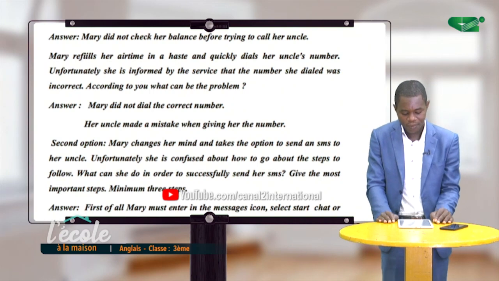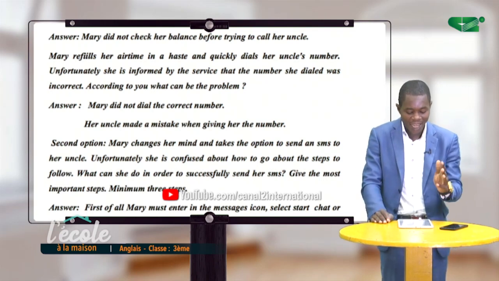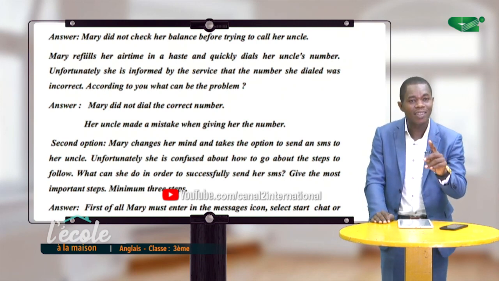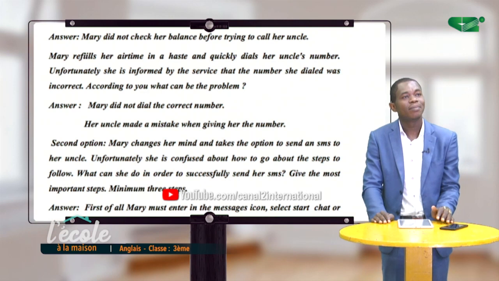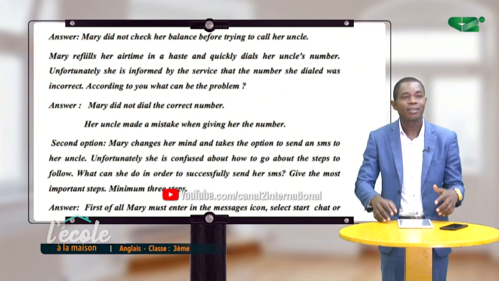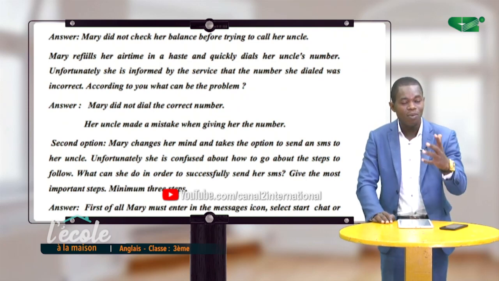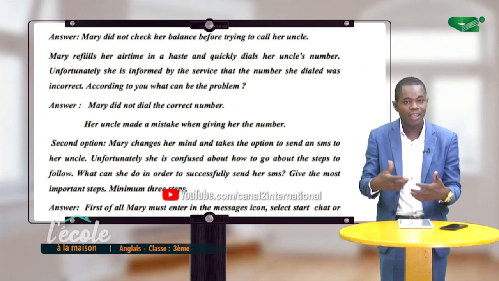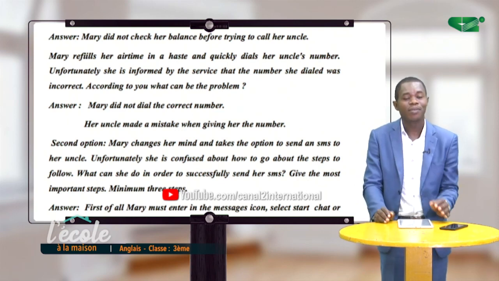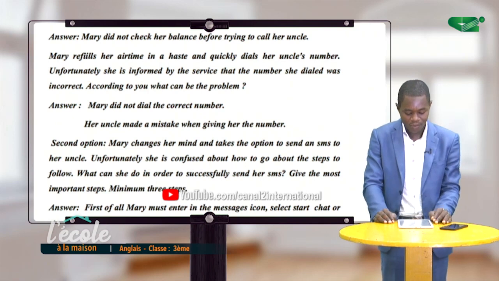According to you, what is the problem? And then the answer is probably that Mary did not dial the correct number, which is the second error. The first one being that there was not sufficient credit or balance. The second one, she was in a haste and then she dialed a wrong number. Consequently, the service informed her that she dialed a wrong number.